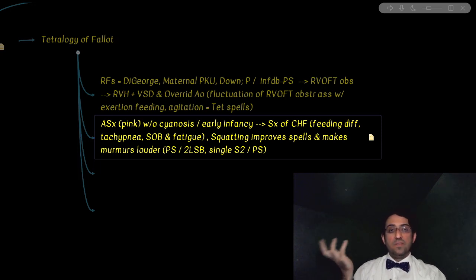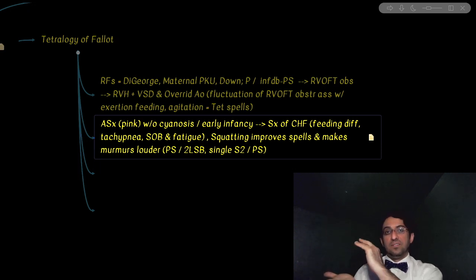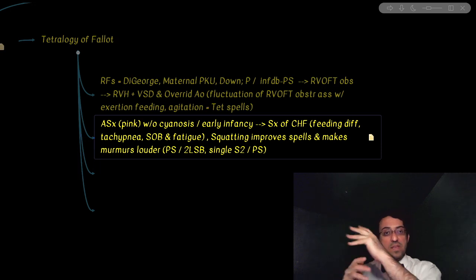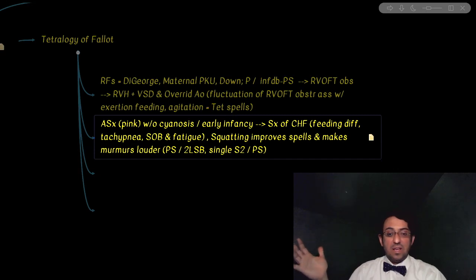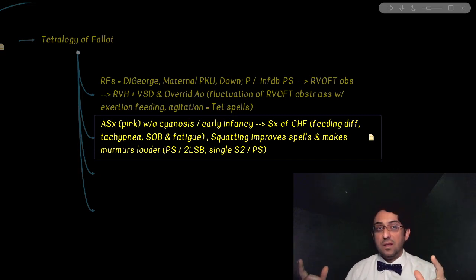Okay, what does squatting do? Squatting increases the total peripheral resistance, right? The systemic vascular resistance. This means the left-sided pressure, that intrachamberal pressure of the left ventricle, would increase. That means there will be less flow from the right to left. Therefore, the murmur of VSD, that holosystolic murmur at the lower left sternal border, would be silenced by squatting. There is less shunt, in other words.